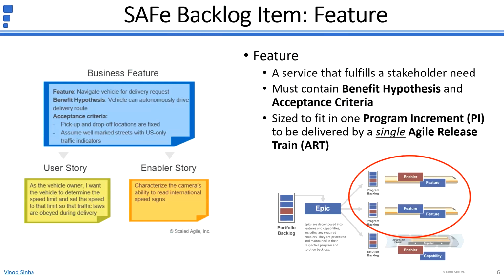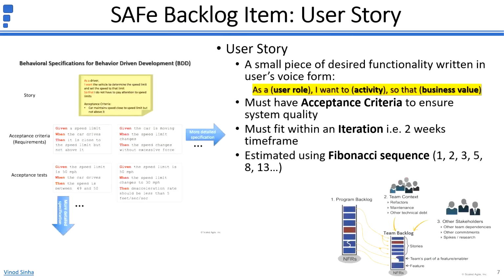A feature is further decomposed into user stories in the team backlog. A user story is a small piece of functionality stated in user's voice form, as highlighted here in yellow color. And it must have acceptance criteria. When a user story is delivered, it adds incremental value to the solution.